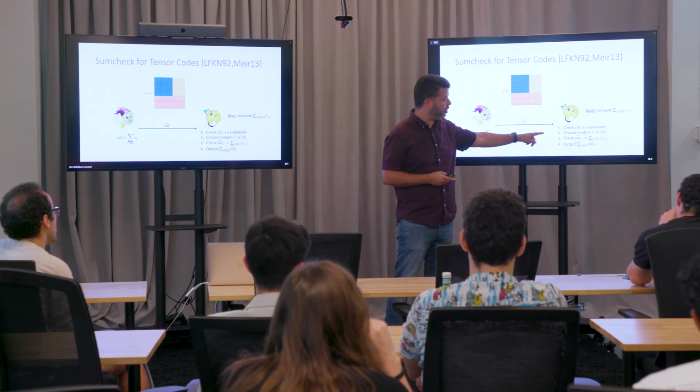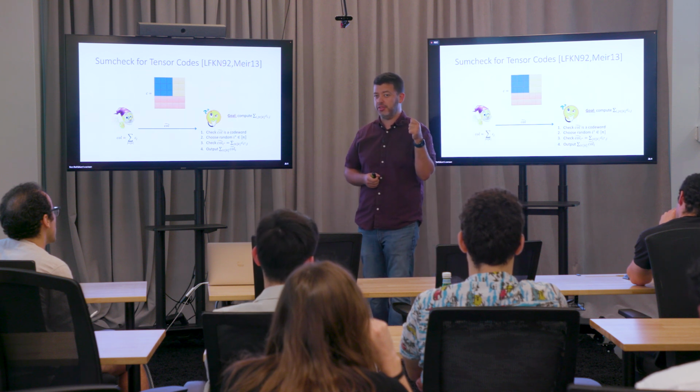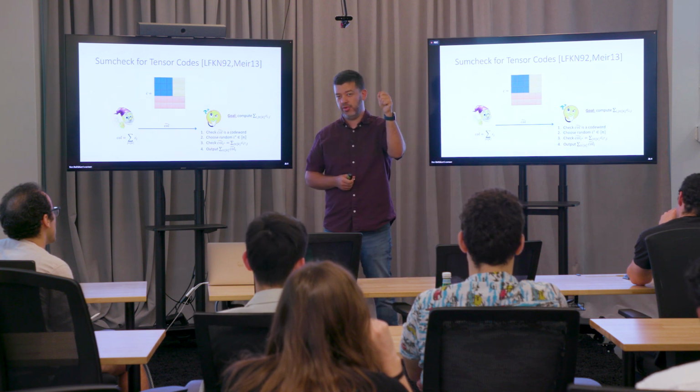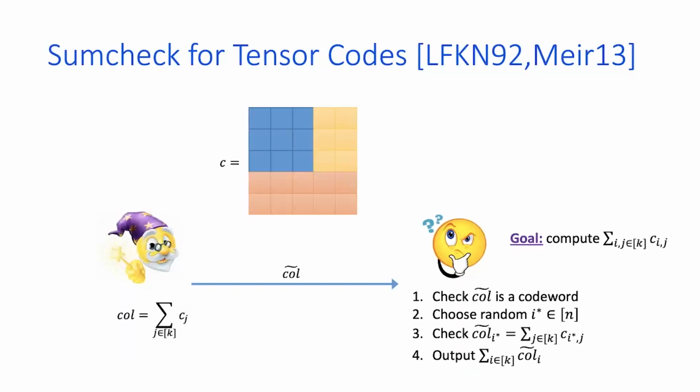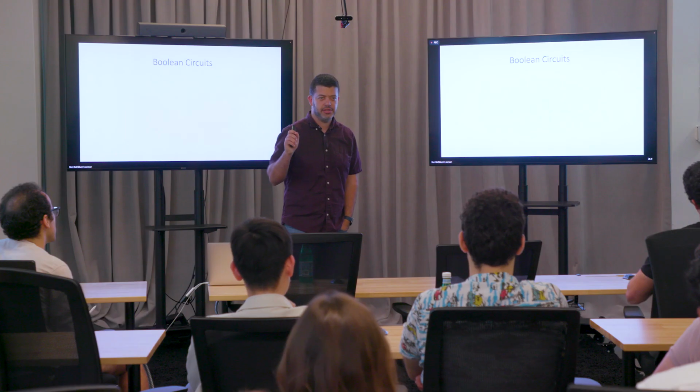With a little bit more work, you could make sure that actually all the verifier needs to do is read 1 point from this code word. So really, instead of reading the entire blue part, 1 point is going to be enough. It turned out to be very useful. Okay, so we're back to Boolean circuits.